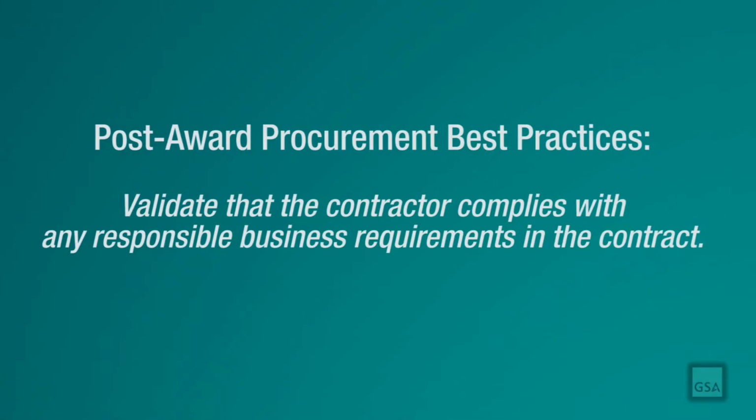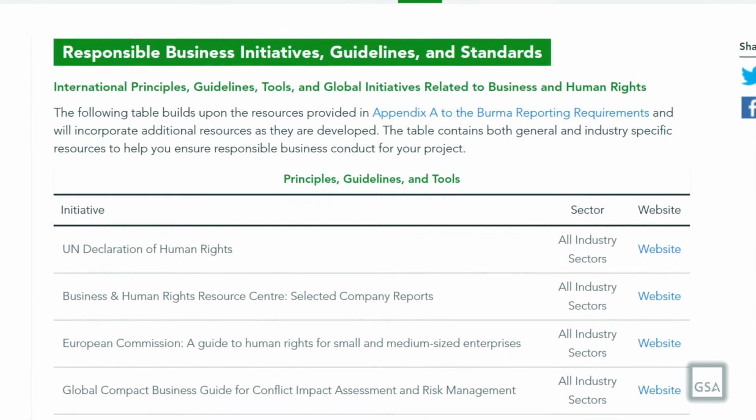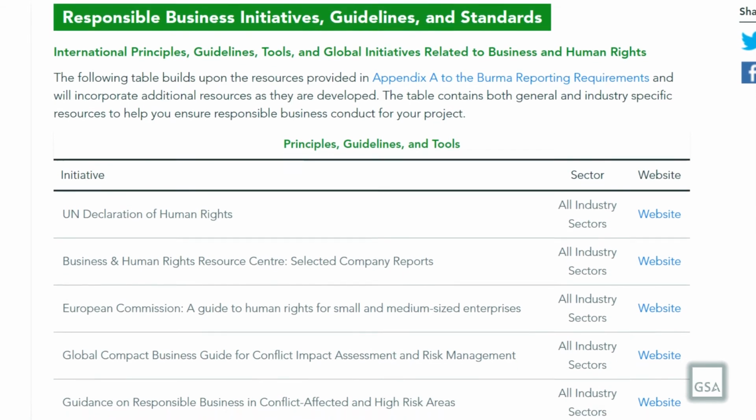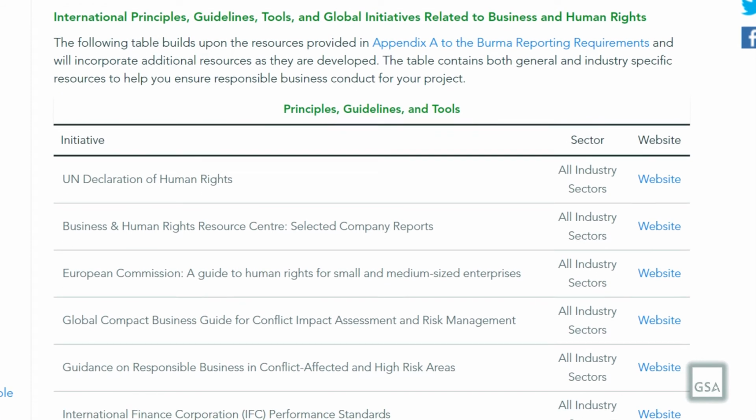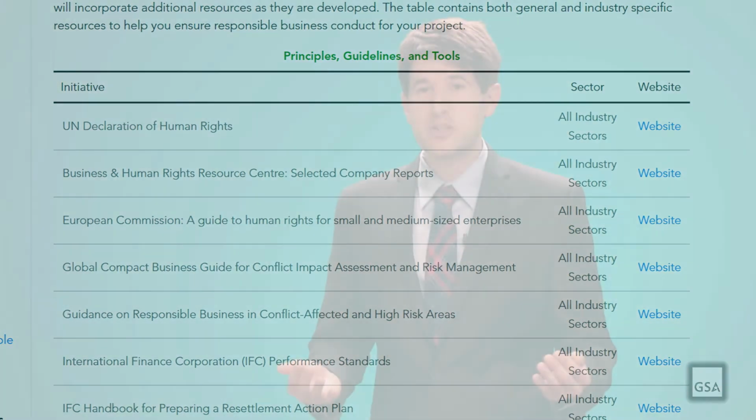During the post-award phase of a procurement, validate that the contractor complies with any responsible business requirements in the contract. The module provides guidance and resources for the post-award phase. For a sample list of international principles, guidelines, tools, and global initiatives related to business and human rights that can assist with validating contractor compliance, see the verification resources part of the module. Verification practices that can be used during the post-award phase are also provided within the module.